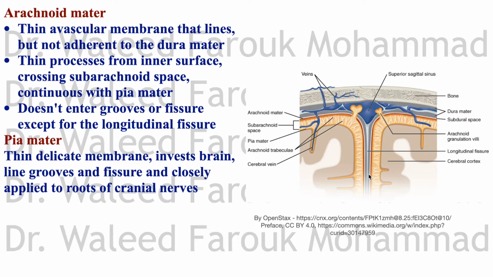The pia mater is actually the epineurium of the brain. It's a thin, delicate membrane adherent to the brain tissue and invests the brain. It lines the grooves and fissures and goes with the sulci and gyri and is closely applied to roots of cranial nerves. So we have the arachnoid and the pia maters, and now you can distinguish between them. Remember that the pia mater is the only one that goes into the sulci and gyri of the brain.